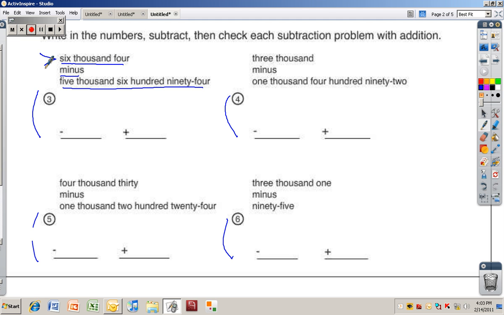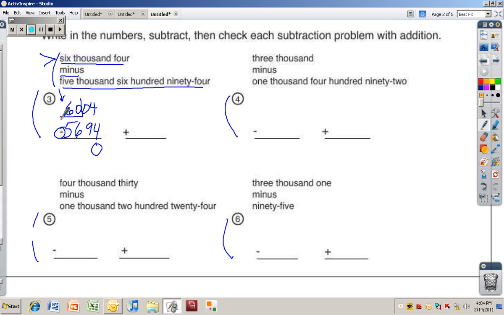So it says 6,004 right there, so you're going to write 6,004 on your paper. You don't need to write all these words, just the numbers down here. And then it says minus, which is already on the paper right there, 5,694. And then you do the subtraction problem.